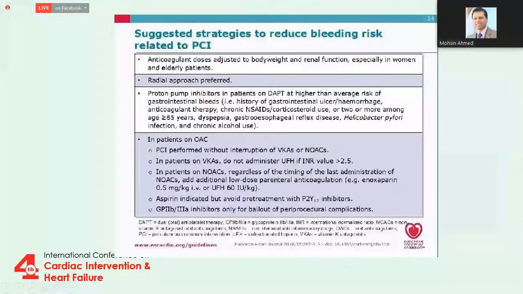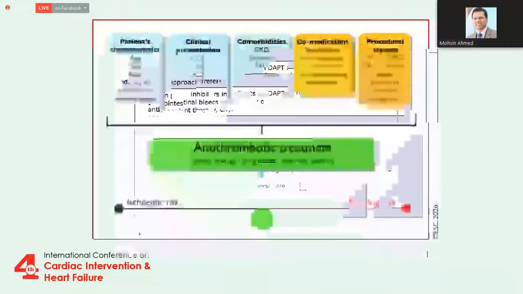So what do we do? Anticoagulant doses are adjusted to body weight and renal function, especially in women and elderly patients. You should adjust your dose. You should use the radial approach. Proton pump inhibitor you can use. If the patient is on NOAC, if the patient is getting oral anticoagulants, PCI can be performed without interruption of the vitamin K anticoagulants or NOAC. In patients on vitamin K anticoagulants, do not administer unfractionated heparin. So keep this in mind always.